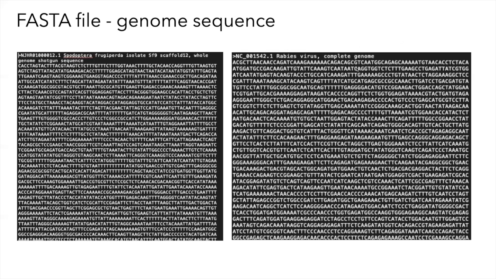So you have other scaffolds. Here you have a complete genome. Again, you have the ID right here in the beginning, the rabies virus, and this is a complete genome. Typically, shorter genomes are going to be a full sequence in a Fasta file. Longer genomes could be broken up into parts, scaffolds or chromosomes.